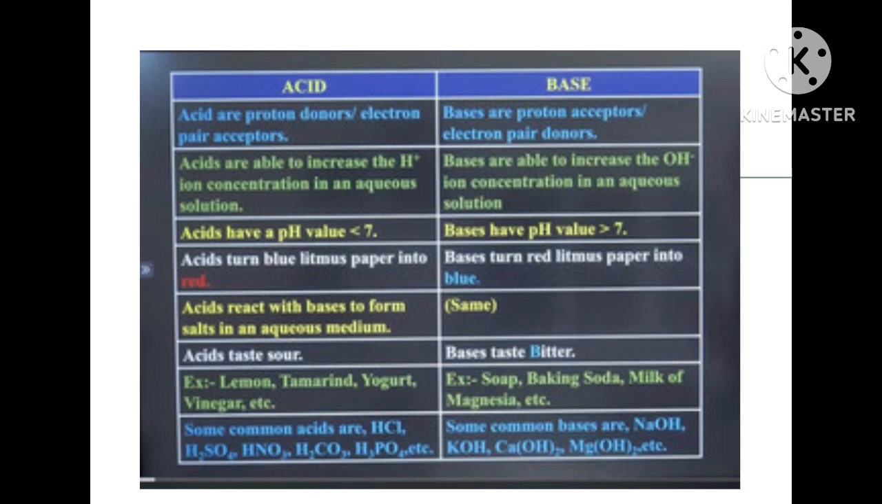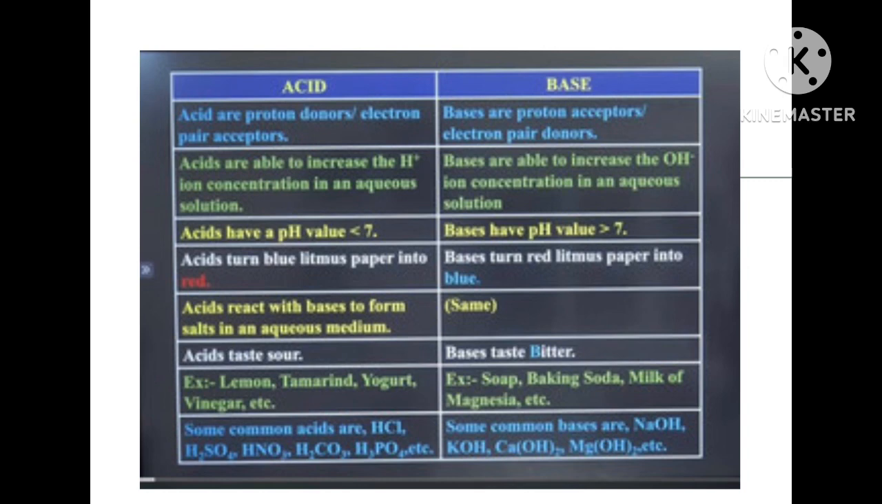Acids have a pH value less than 7. Bases always have a pH value higher than 7. Acids always turn blue litmus to red. Bases turn red litmus to blue. Acids react with bases to form salts in aqueous medium. Bases also react with acids to form salt in aqueous solution.